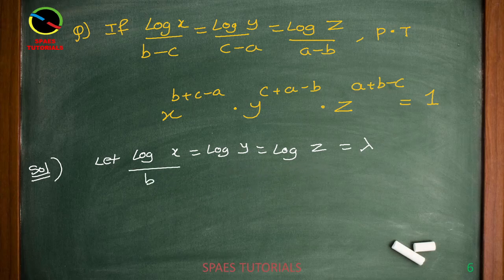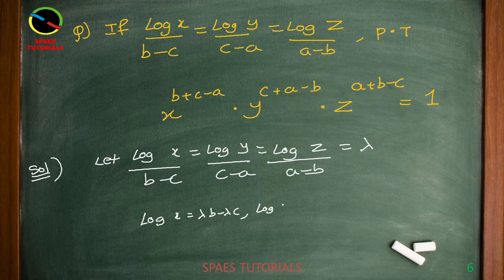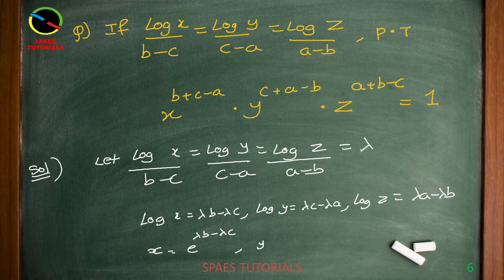It is log x divided by b minus c, log y divided by c minus a, log z divided by a minus b. Then log x is going to become lambda b minus lambda c, log y is going to become lambda c minus lambda a, log z is going to become lambda a minus lambda b. So from here x is equal to e power lambda b minus lambda c, y is equal to e power lambda c minus lambda a, z is equal to e power lambda a minus lambda b. But now we want x power b plus c minus a. Let's see what's going to happen.